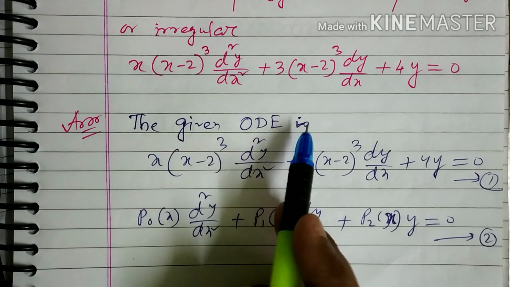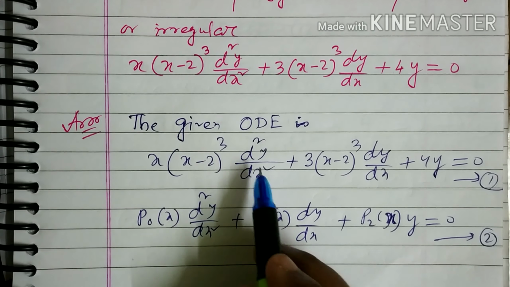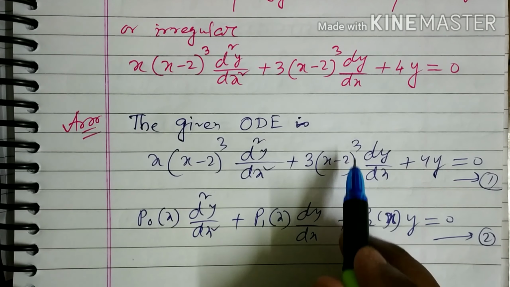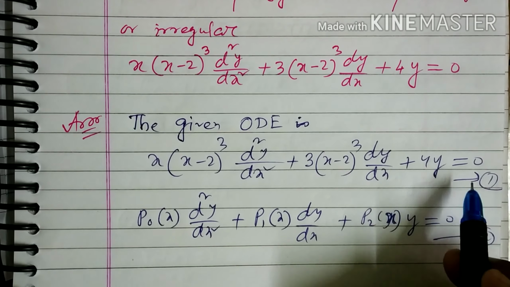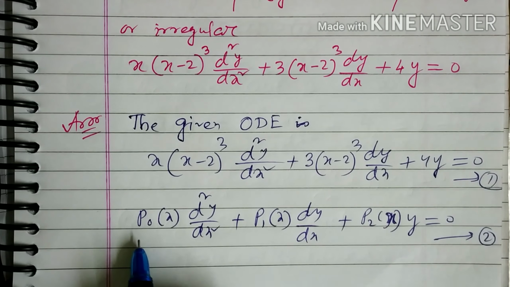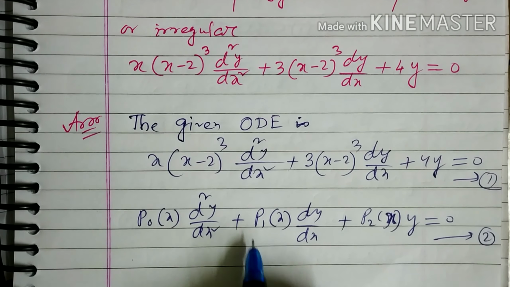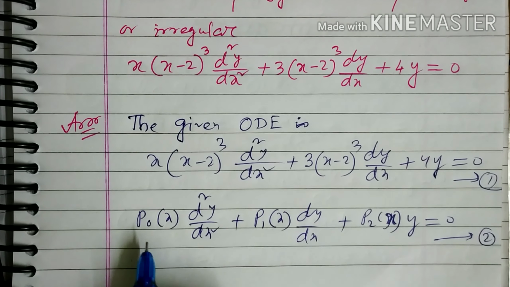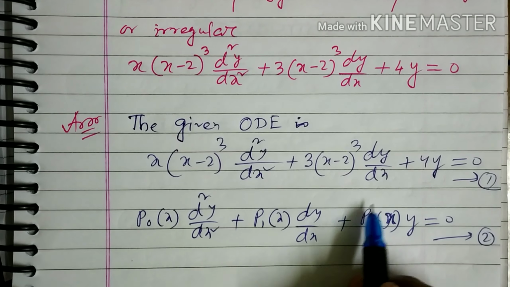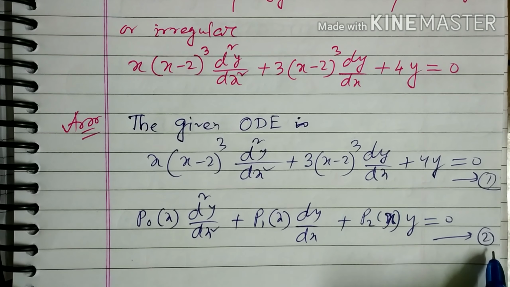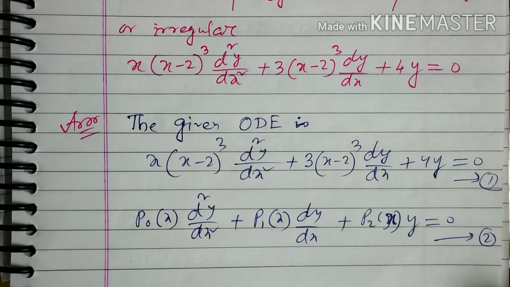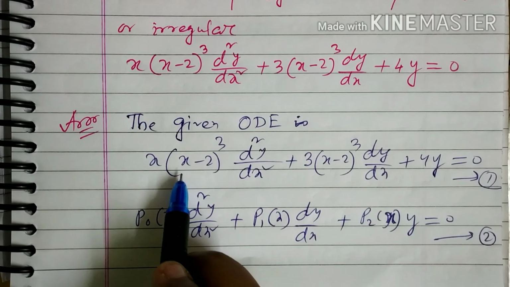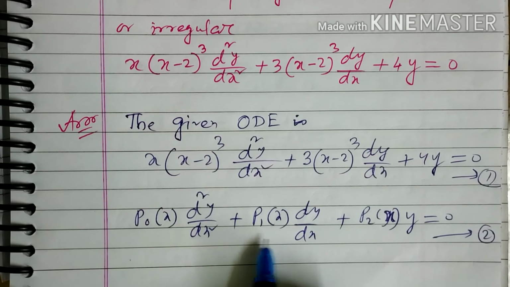The given differential equation is (x minus 2) whole to the power cube d2y/dx square plus 3(x minus 2) whole to the power cube dy/dx plus 4y equals 0, which is equation number 1. The general equation is p naught x d2y/dx square plus p1x dy/dx plus p2x y equals 0, equation number 2. Just compare equation number 1 and equation number 2. What is p naught x? x into (x minus 2) whole to the power cube. What is p1x? 3 into (x minus 2) whole to the power cube. What is p2x? 4. Okay.